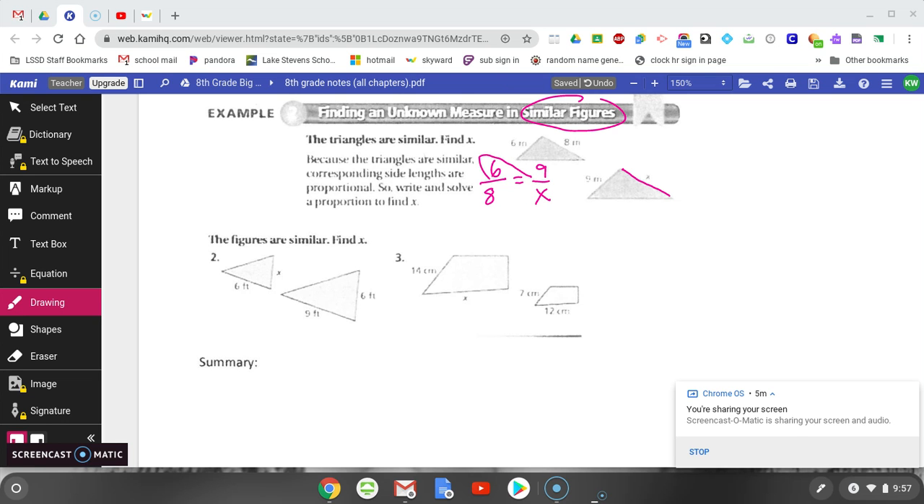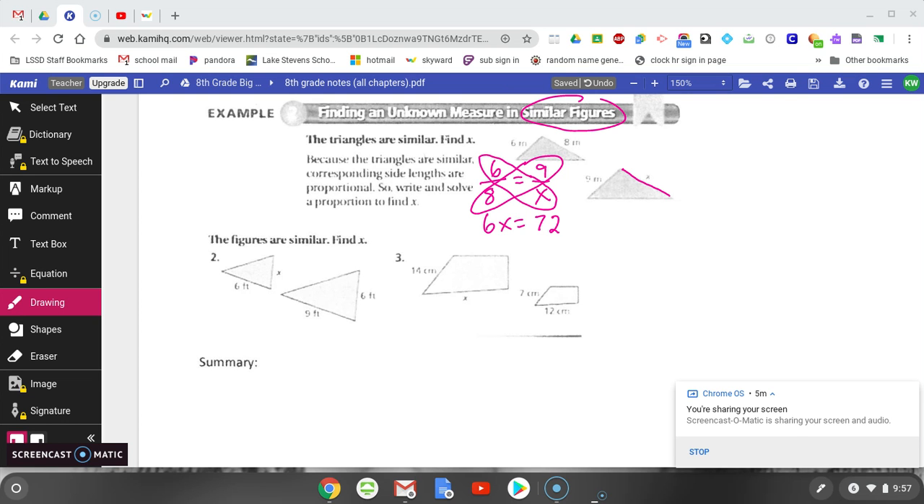Cross multiplication is where you have an equal sign between two fractions. What you're going to do is multiply the 6 times the x together and the 8 times the 9 together. So I'm multiplying across, which makes an x when I do that. And then I can solve it.